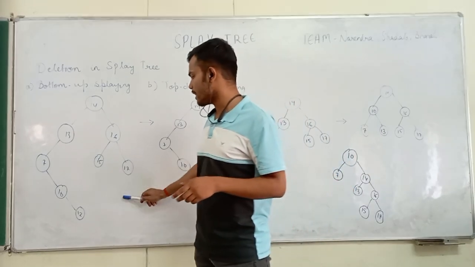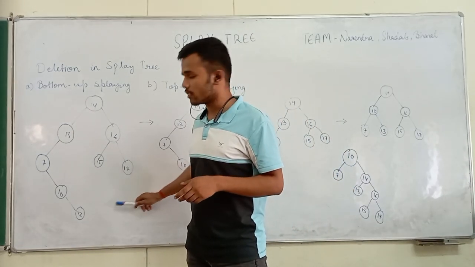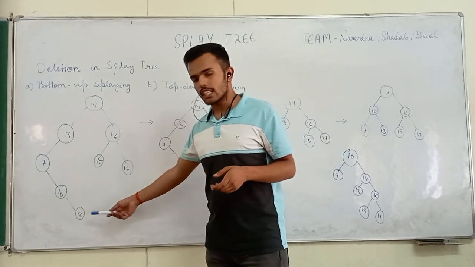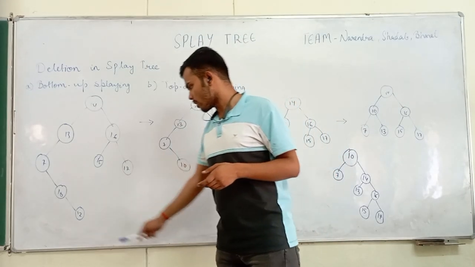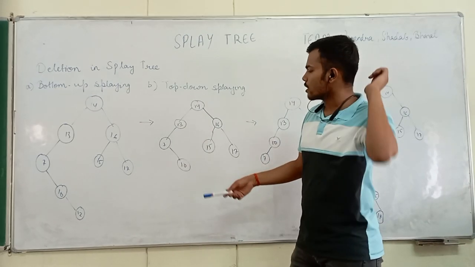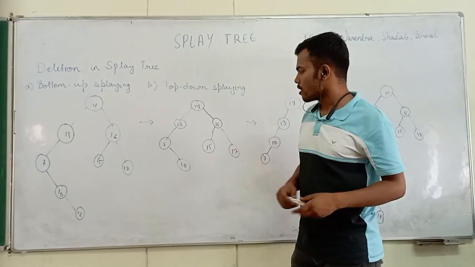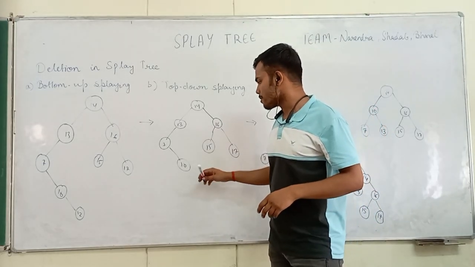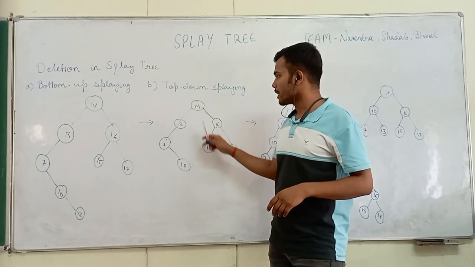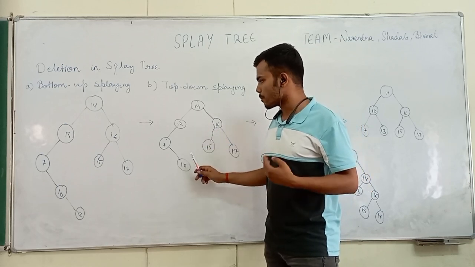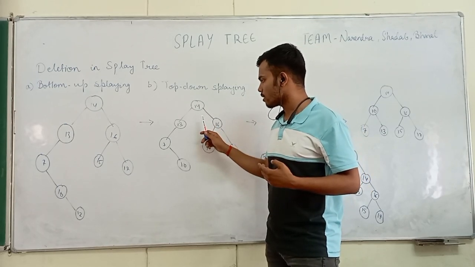So we are given the binary tree and we need to delete node 12 from it. We simply delete the node because it is a leaf node, so we remove the node. After removing node 12, the structure of our binary tree looks like this. Now we need to perform splaying on node 10 and bring it to the root node. So we have to perform some rotations to make it the root node.